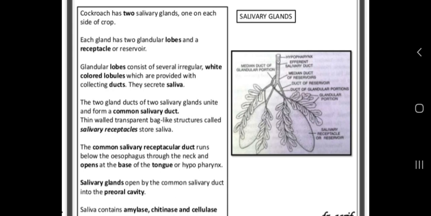The salivary lobules or the glandular lobules are made up of two types of cells. The first type of cell is called the zymogen cell, and the second type of cell is called the ductule containing cell. These cells synthesize the secretory enzymes or the saliva.